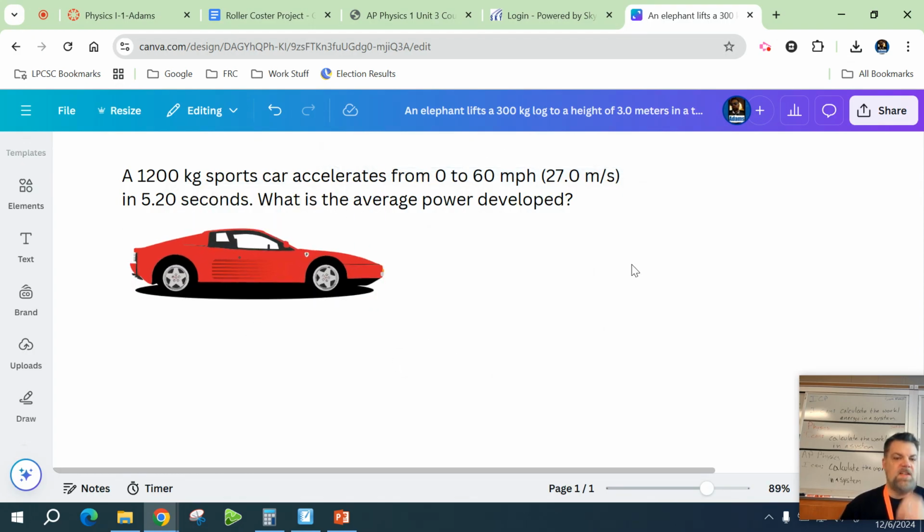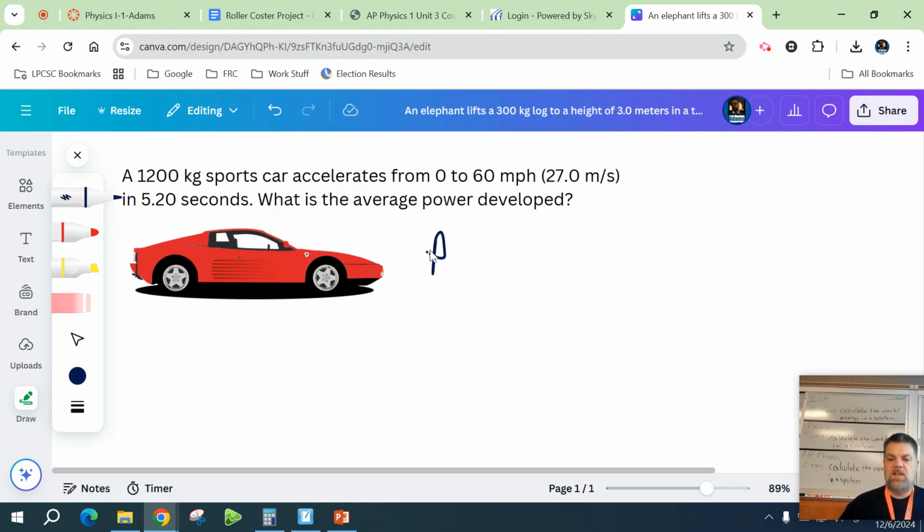All right, so it says a 1,200 kilogram sports car accelerates from 0 to 60 at the rate of 27 meters per second in 5.2 seconds. What is the average power? All right, so this is the same problem, but now we're going to do kinetic energy. Okay.